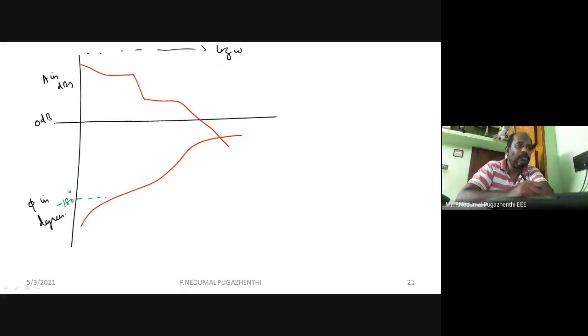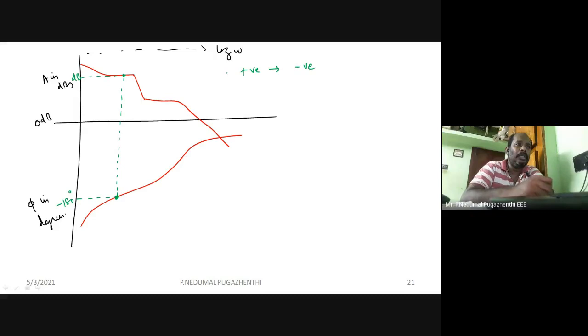You try to identify the line, draw a line from minus 180 degree. It may cut your phase plot. Then extend the point. Extend the point. It will try to cut your magnitude plot at the corresponding decibel value. If it is positive, then mark it as negative.